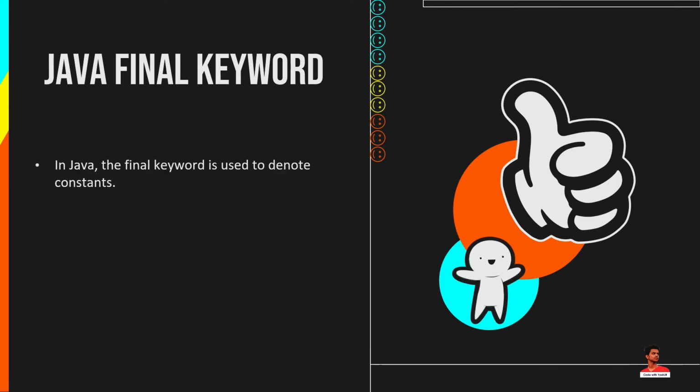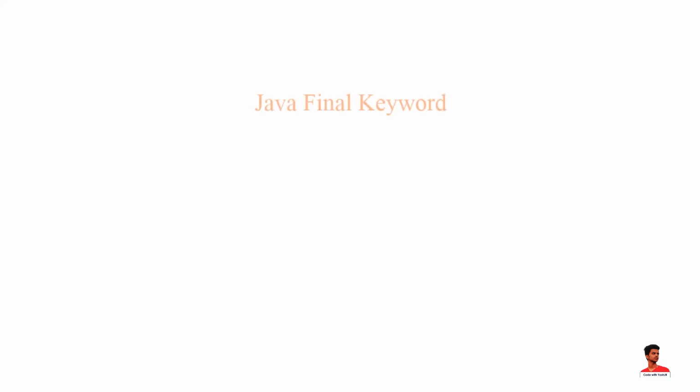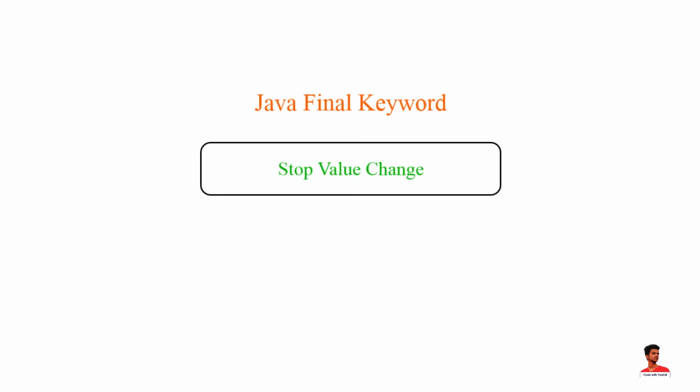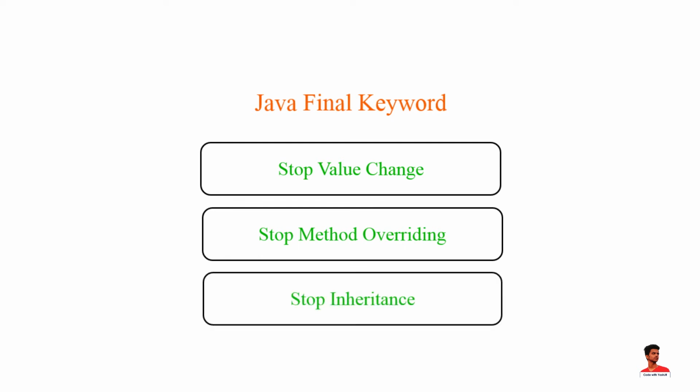In Java, the final keyword is used to denote constants. It can be used with variables, methods, and classes. Once any entity is declared final, it can be assigned only once. That is, the final variable cannot be reinitialized with another value. The final method cannot be overridden. The final class cannot be extended.